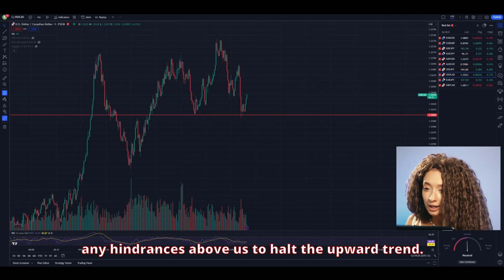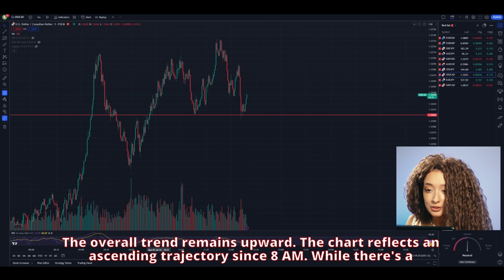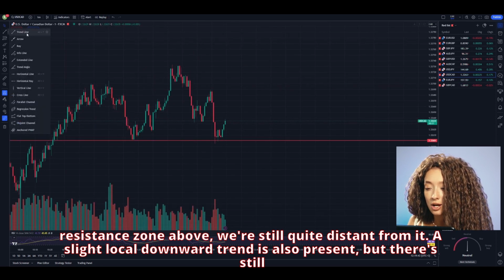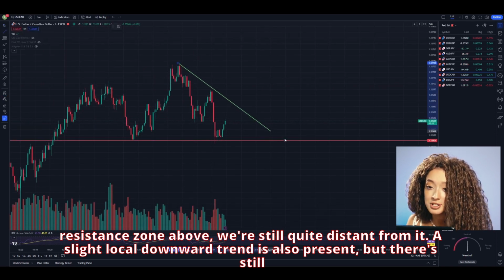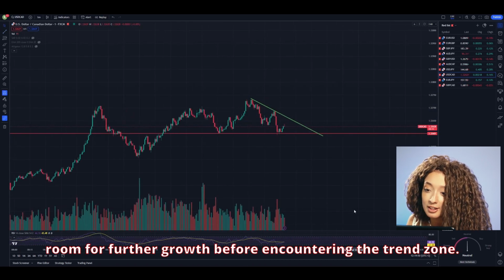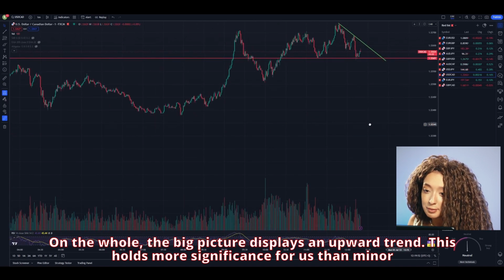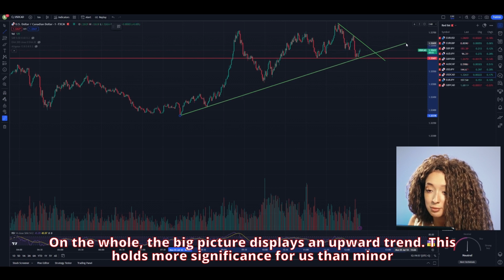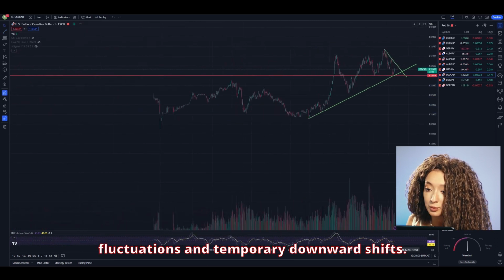There are 30 pips above us before resistance halts the upward trend. The overall trend remains upward. The chart reflects a climbing trajectory since 8 a.m. While there is resistance on the bar, we are still quite a distance from it. A slight local downtrend is also present, but there is still room for further growth before entering the trend zone. On the wall, the big picture displays an uptrend. This holds more significance for us than minor fluctuations and temporary downward shifts.